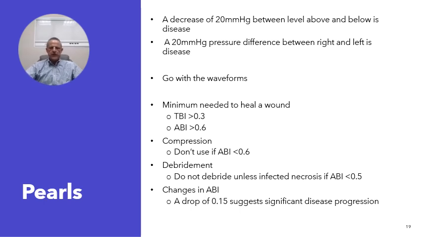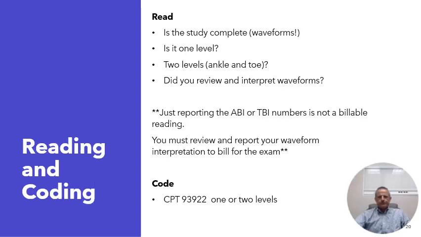How about changes in ABIs when you're getting a follow-up ABI in a patient that you've seen in the past? Typically, the literature will talk about a change of 0.15 in the ABI from a prior recording as being a significant finding for disease progression. Those are some numbers to keep in mind.